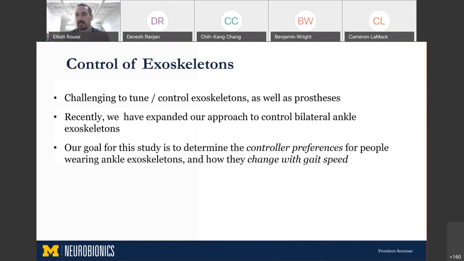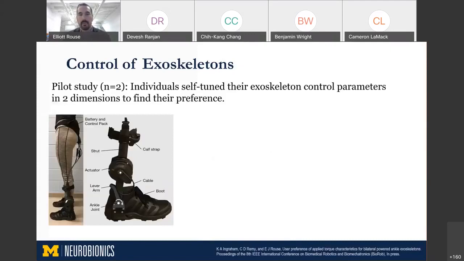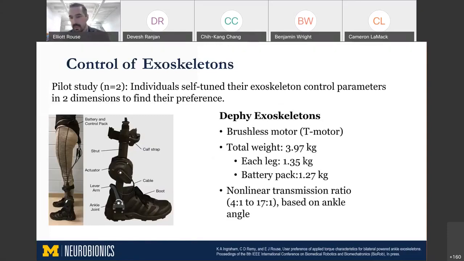So the goal for the study was really to determine the controller preferences for people wearing an exoskeleton. And we looked at how these preferences change across speed. This is a pilot study, so 2 subjects, they were able to self-tune their exoskeleton. And the exoskeleton that we used was something called the Defy Exo Boot from this startup company.